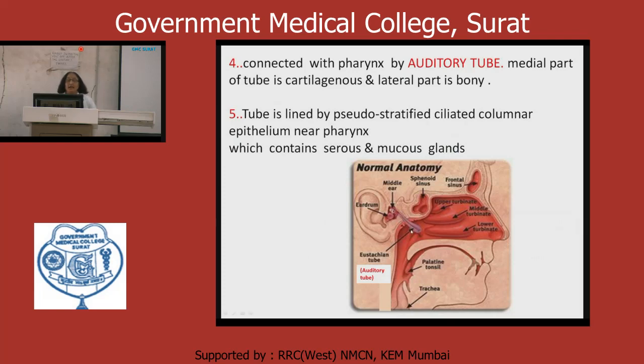is connected with the nasopharynx in the wall of the pharynx. The medial part of the tube is cartilaginous and the lateral part is bony. I told you previously that the norma basalis includes the area called the sulcus tubi, where the cartilaginous part of the auditory tube is located. So the middle ear cavity is connected with the pharynx by the auditory tube. The medial part of the tube is cartilaginous and the lateral part is bony.